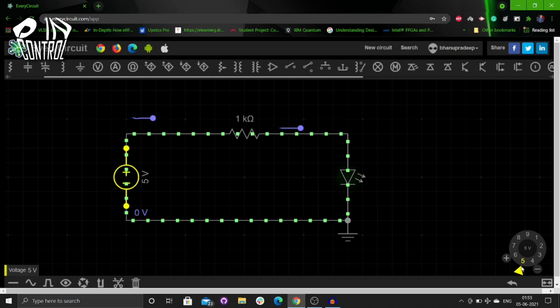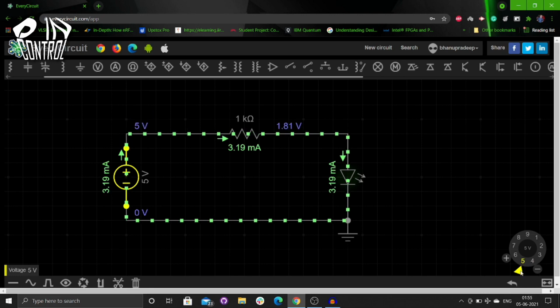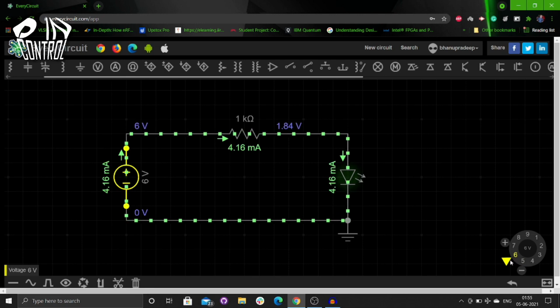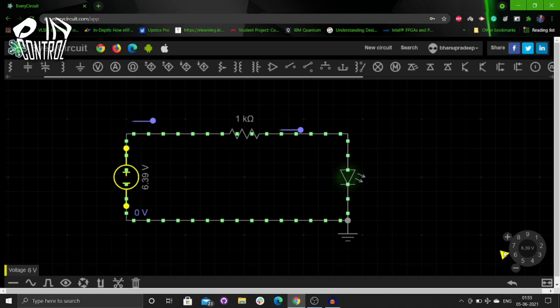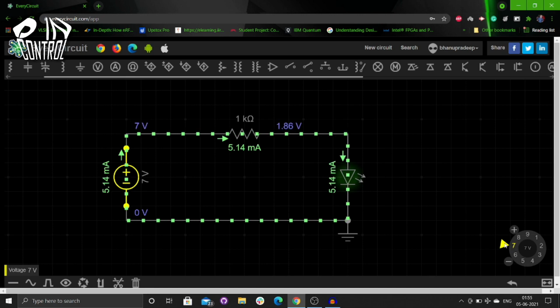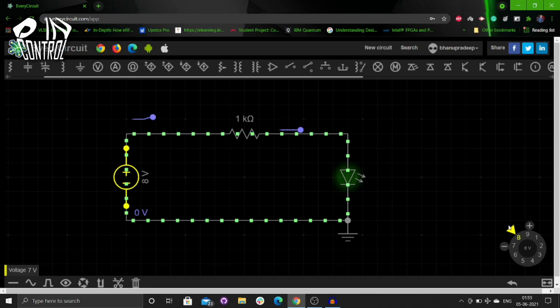When I apply 5 volts, it gives 1.81 volts. With 6 volts, it gives 1.84 volts. By applying 7 volts, 1.86 volts. So it is somewhat nearer to 2 volts, and that is why it is slightly glowing. Now apply 8 volts.